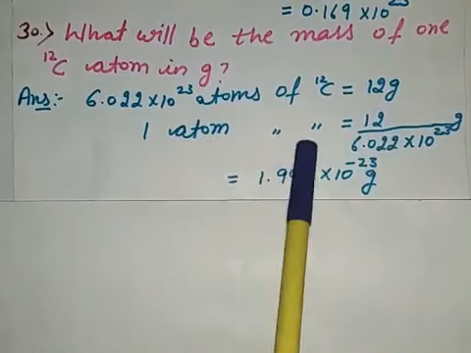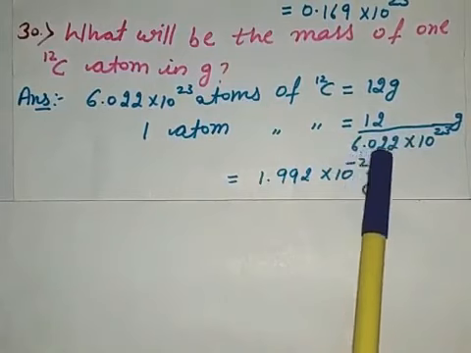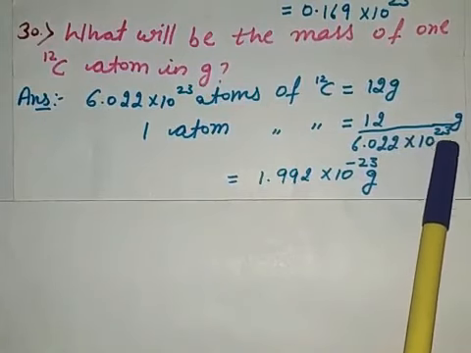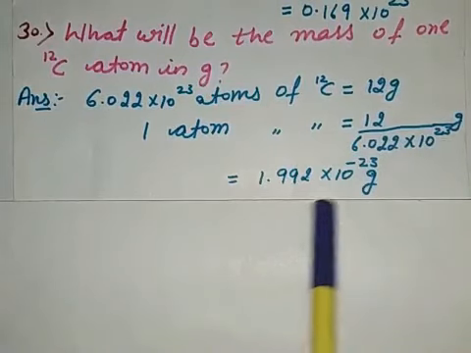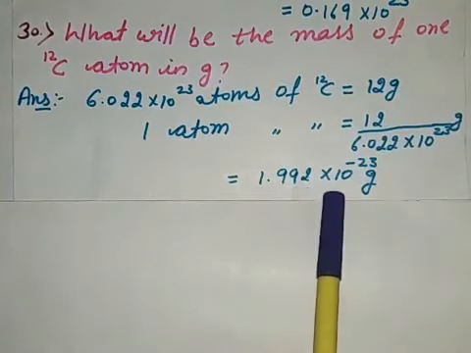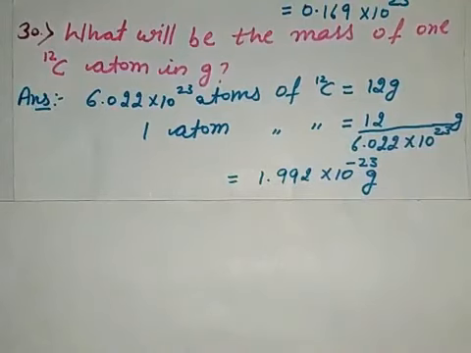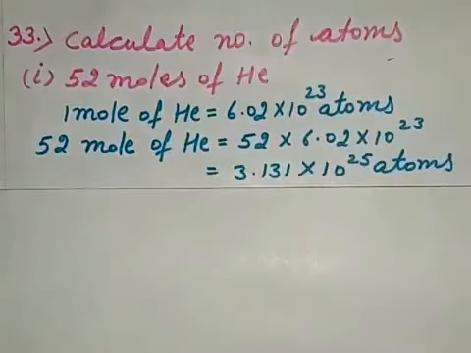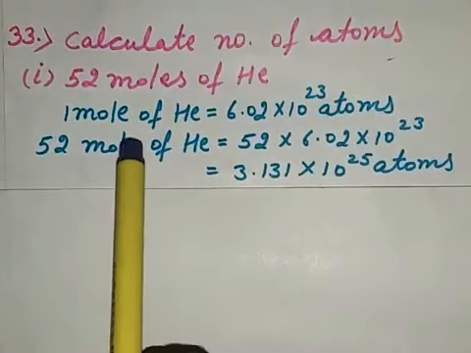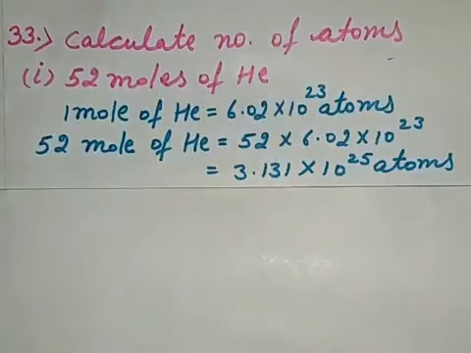So one atom of carbon-12 will be equal to 12 divided by 6.022 × 10^23 gram. When you solve this, it comes equal to 1.992 × 10^-23 gram. So this is the answer of question number 30. Now question number 33: calculate the number of atoms in 52 moles of helium.